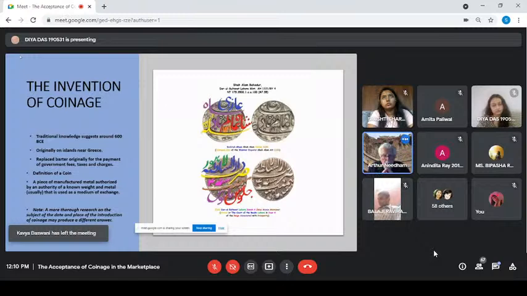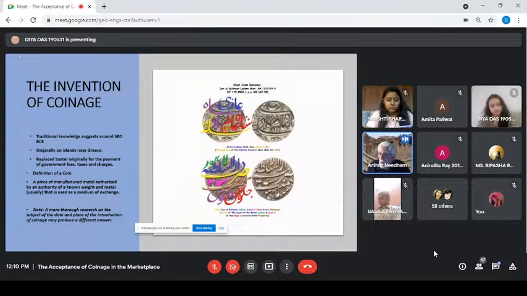And what I say here is that a more thorough research on the subject and date and place of the introduction of coinage may produce a different answer. We may in fact find that coinage was invented somewhere within South Asia or East Asia rather than Turkey or near Greece. Next slide, please.